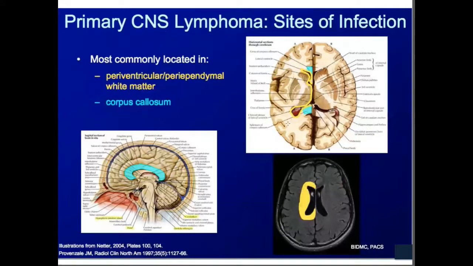For the primary CNS lymphoma, the most common site is located in the periventricular or periependymal white matter, as you can see in the yellow color.